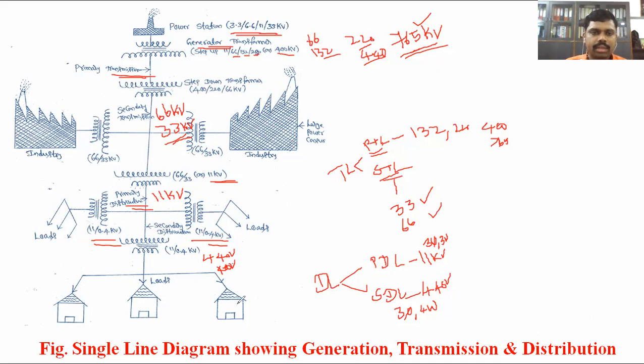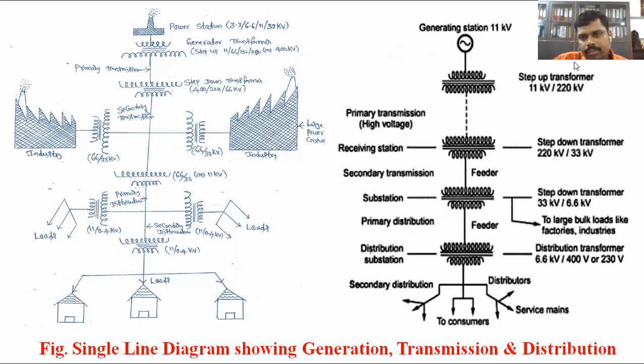This is the structure of the schematic diagram of the power system. In the generating station, either a conventional or non-conventional power plant, once the power is generated, either in a thermal, nuclear, gas or diesel power plant, it is generated at 3.3, 6.6 or 11 kV. This generated power is connected to the step up transformer. Based upon the requirement, they boost it up to 66, 132, 220, 400 or 765 kV.